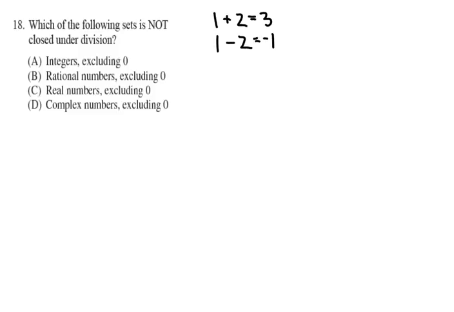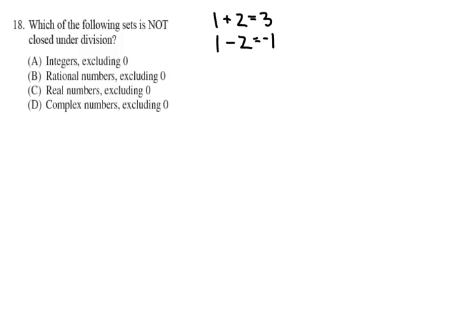But the set of natural numbers is not closed under subtraction, because I could subtract two natural numbers and get a negative answer, and that is not a natural number. And so natural numbers are not closed under subtraction. So that's the basic idea here. Now, the question: we're looking to find a set that is not closed under division.